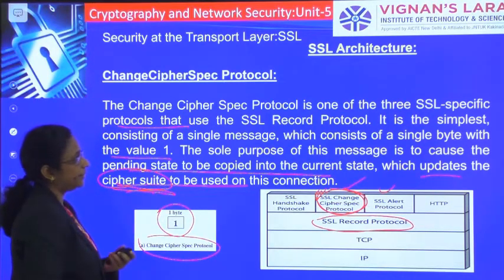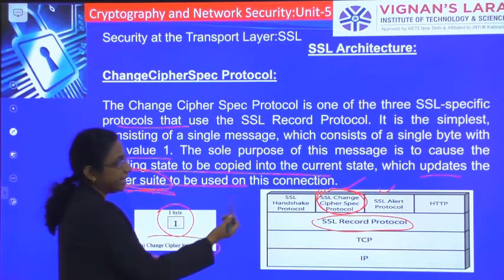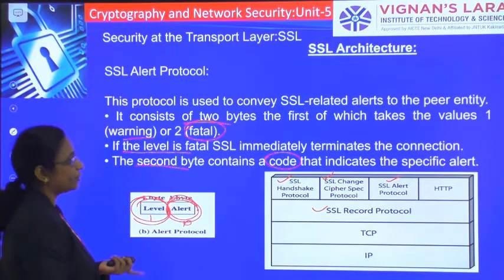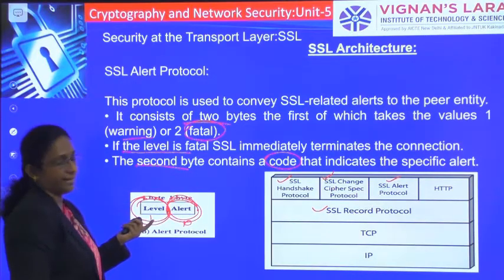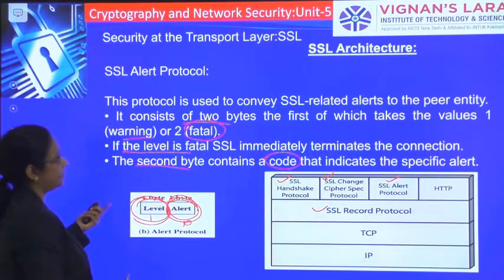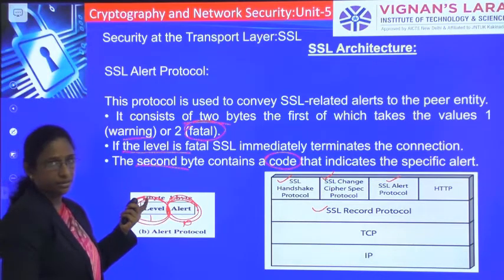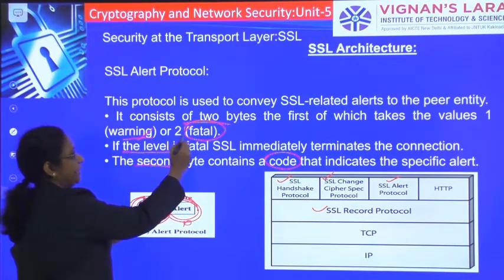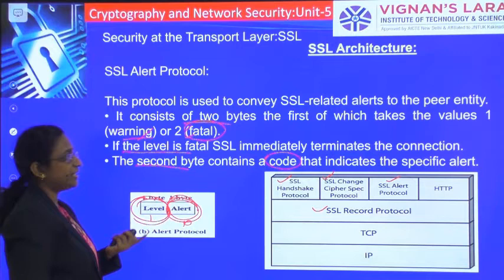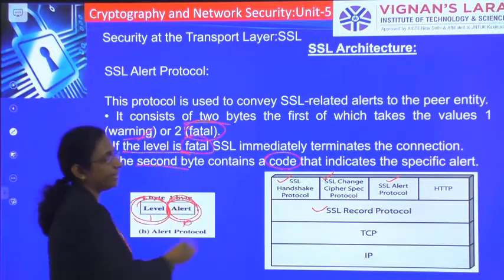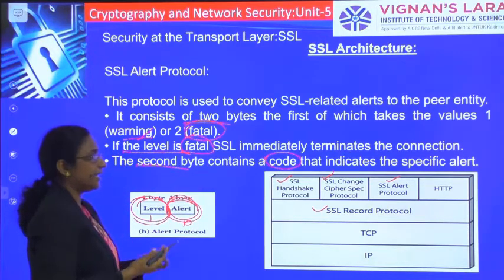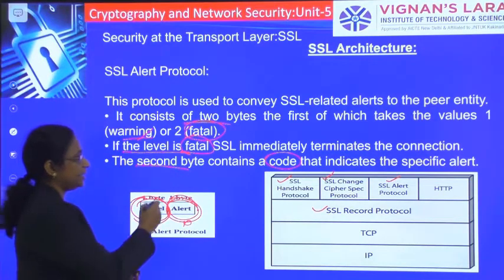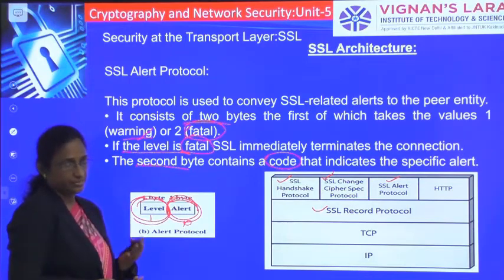Similarly, next we have seen the alert protocol, which is represented by 2 bytes. The first byte is the type of the alert, whether it is a warning or fatal. If it is a fatal alert, then the SSL immediately terminates the connection. Similarly, the second byte consists of a code of that specific alert.